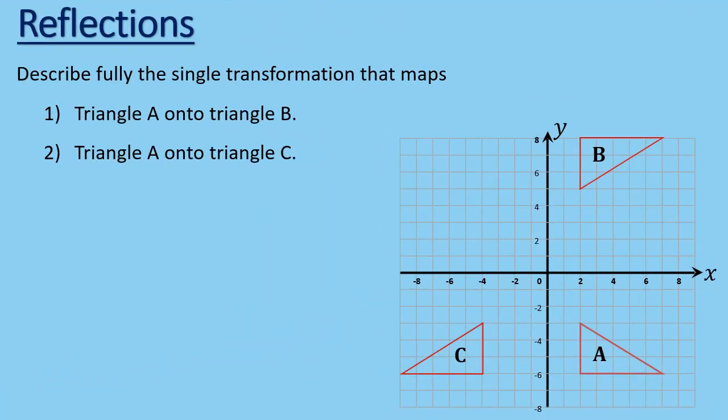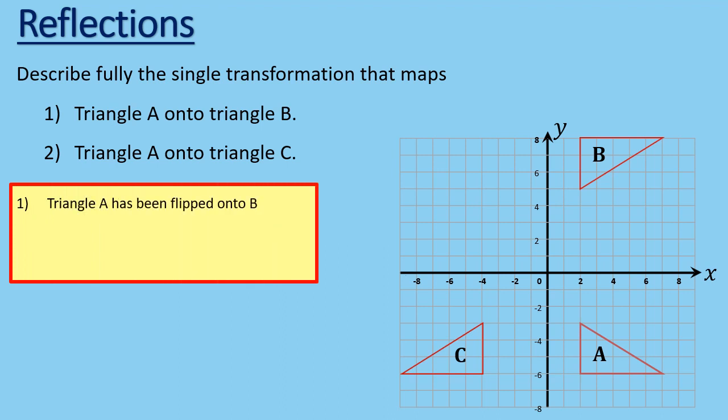Please pause the video and try to solve the problem on your own before checking the answer. In part 1 of that question, we can see that triangle A has been flipped onto triangle B, therefore the transformation is a reflection. Again, please make sure to include the name of the transformation in your answer.